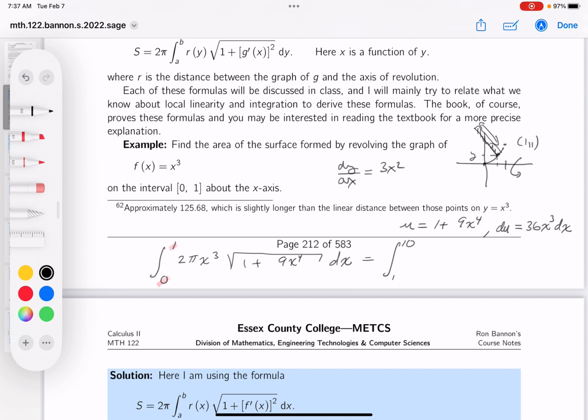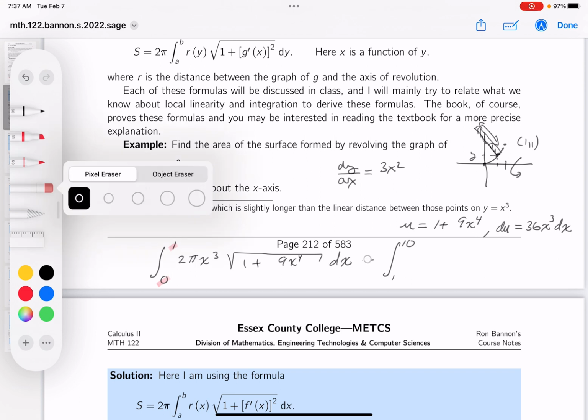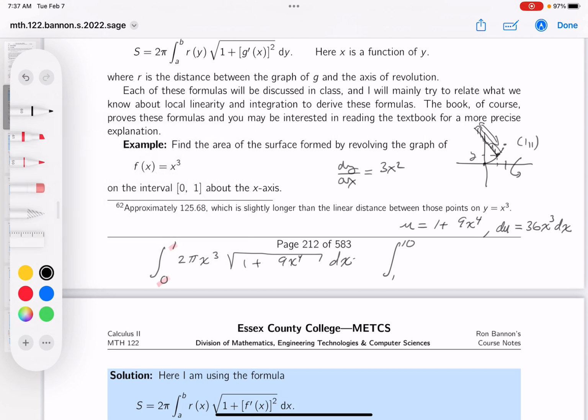I'm going to pull out the 2 pi and get my eraser out and be a little careful with this. And I just pulled this out. I'm going to do this now, and this will be u to the 1/2 power. And I got the x cubed dx now. I'm looking at the x cubed dx. And I see over there, what's that going to be? 1/36 of a du. So I'll put this over here. And I can do the integration now.